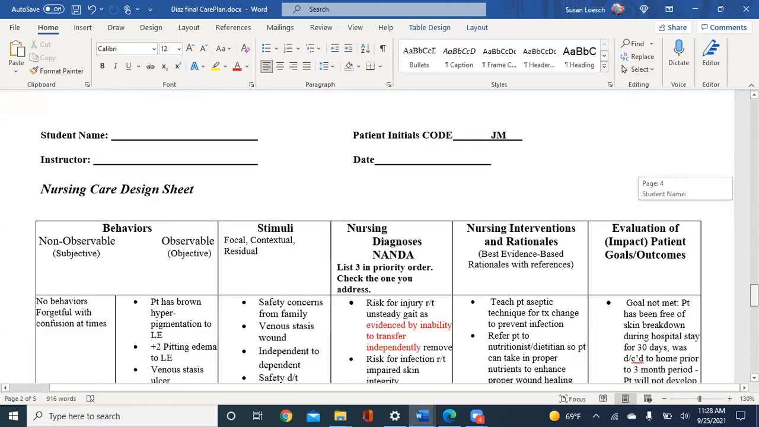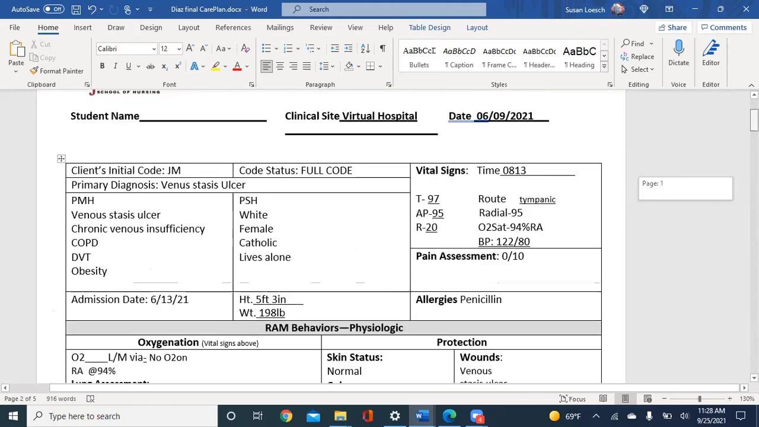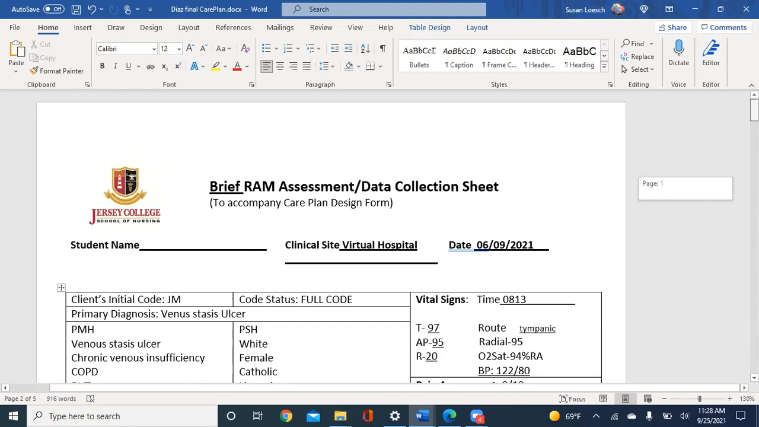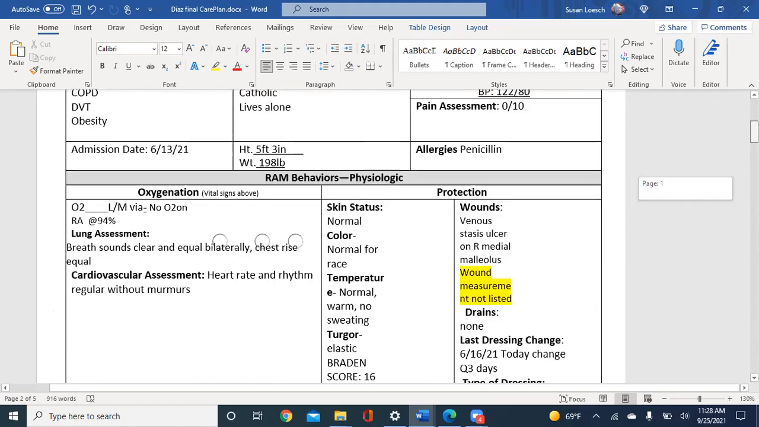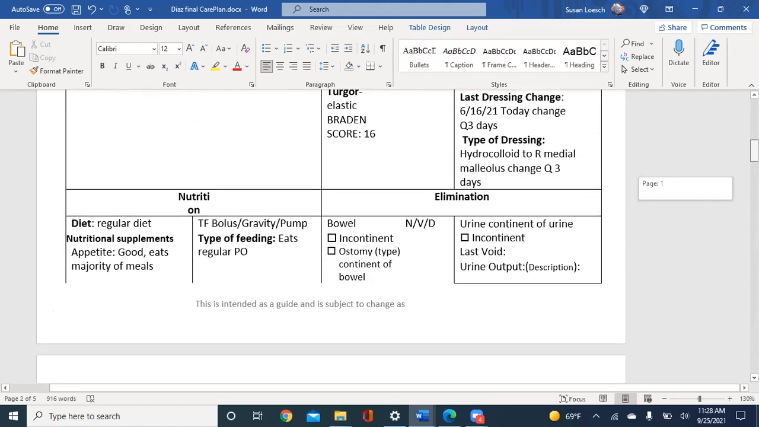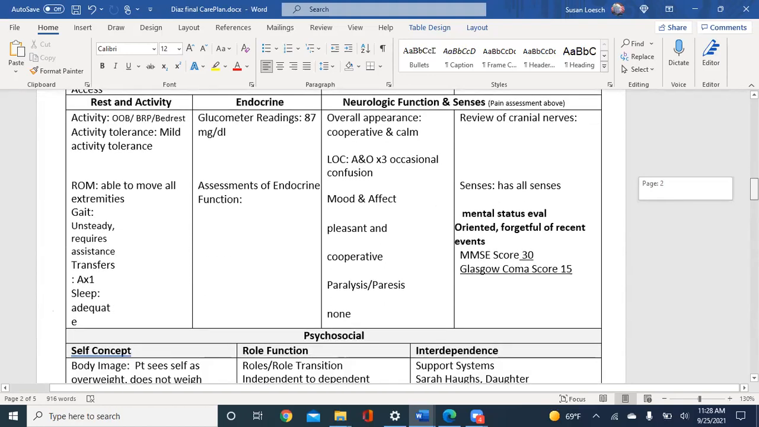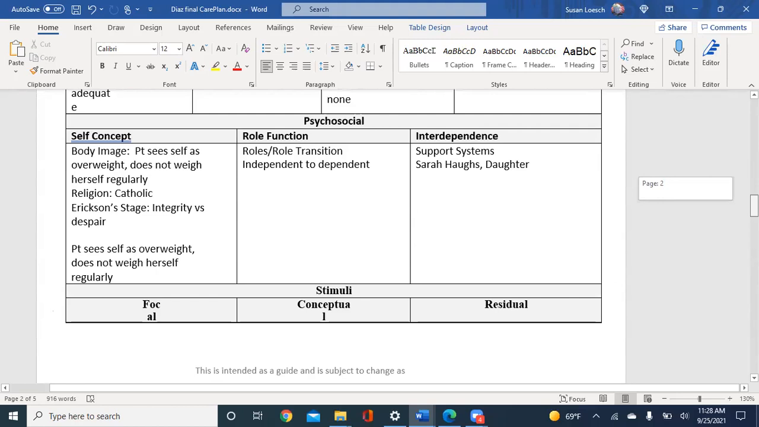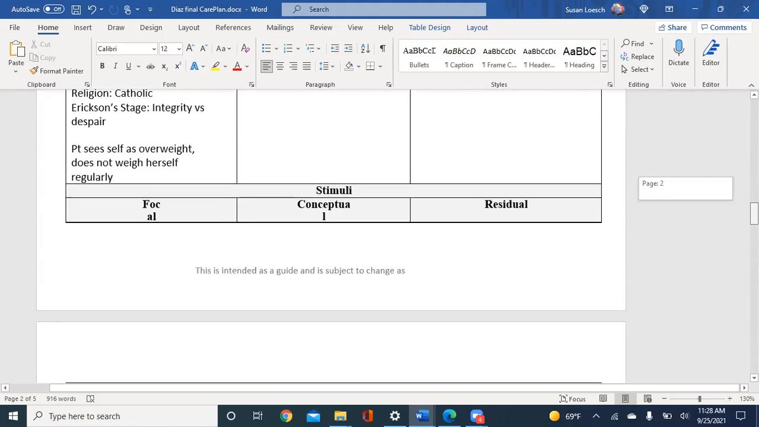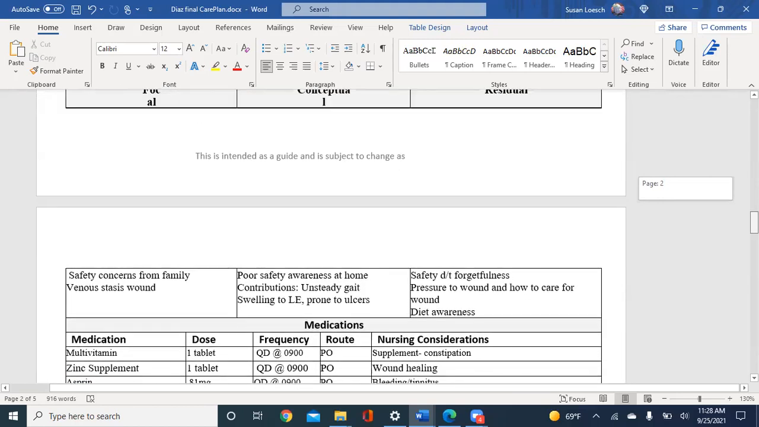Where's my focal? I think it's up higher. Okay, focal, conceptual, residual.